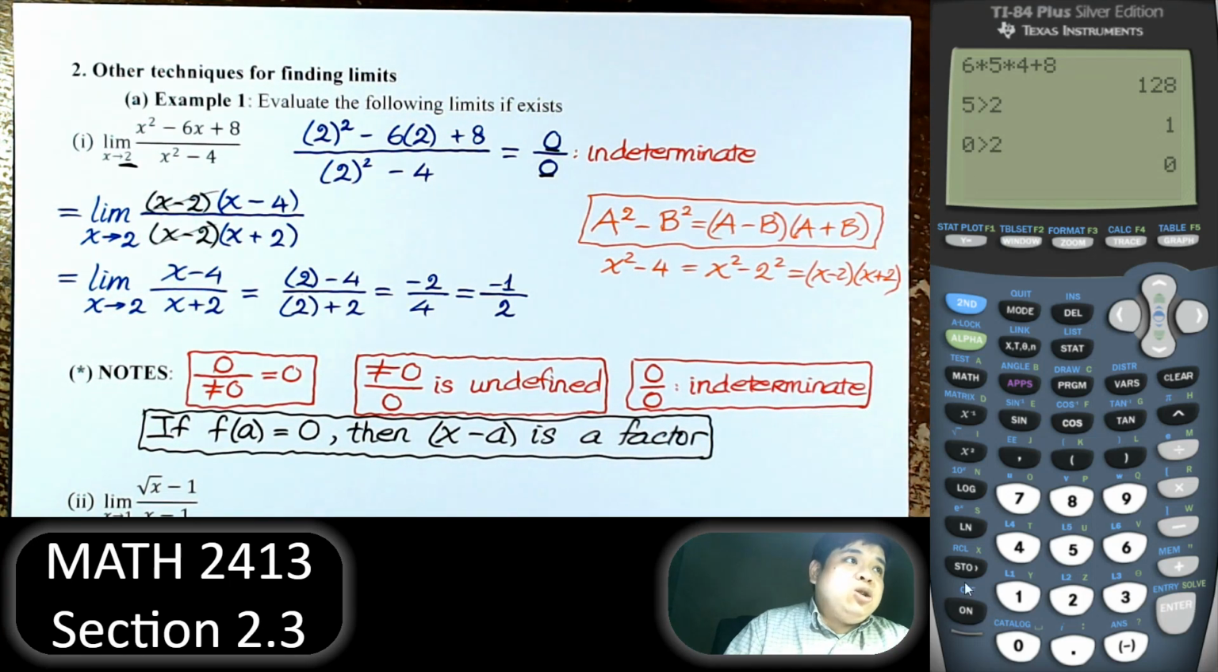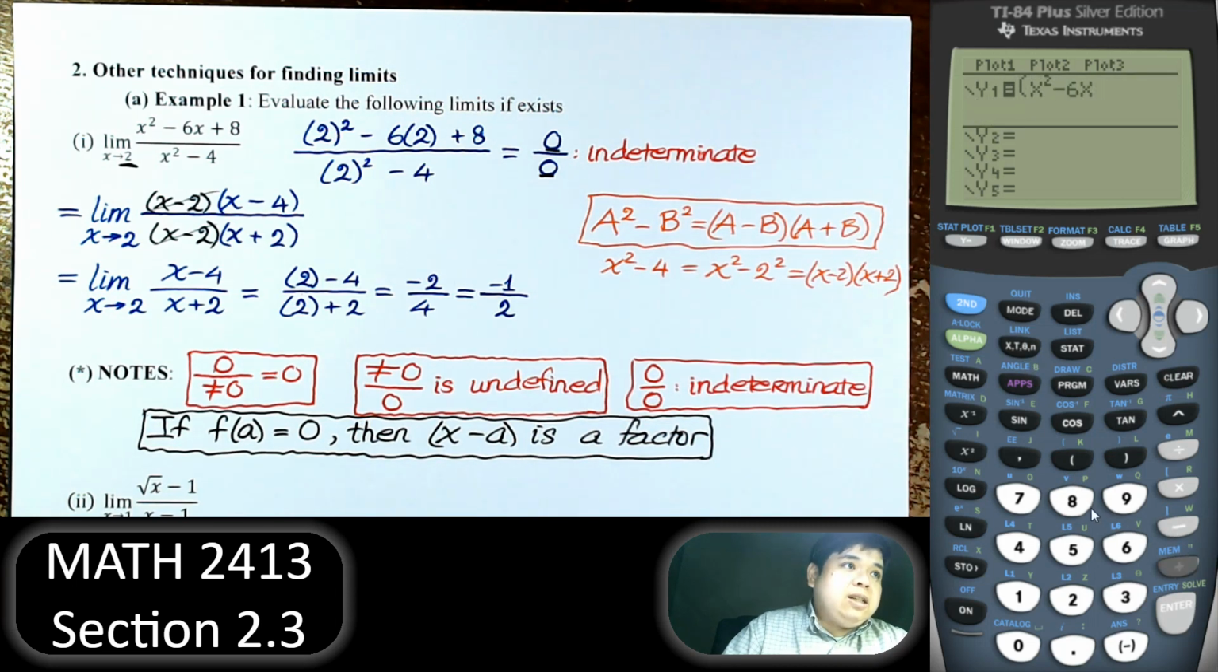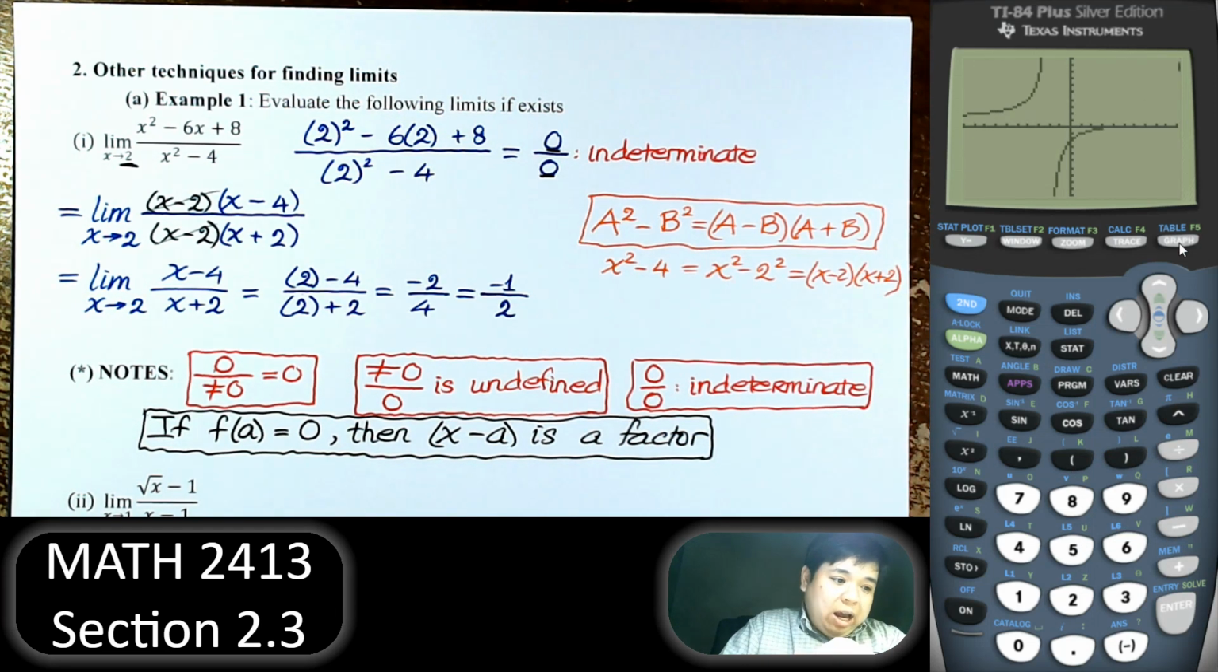By the way, it's always nice to check to see if it actually works. We have x squared minus 6x plus 8 divided by x squared minus 4. Now when x equals 2, we cannot hit trace and put the value of x. If you put 2 in, there's no value for y. It is undefined at 2.